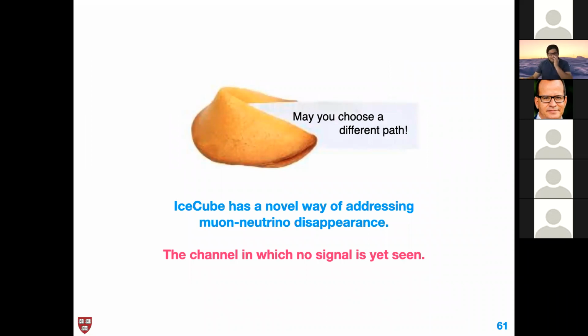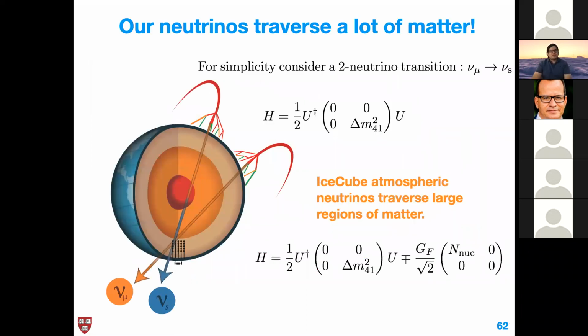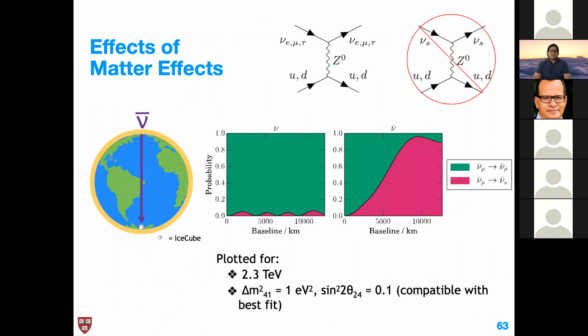What we do in our case is we look for mu neutrino disappearance. In IceCube, mu neutrinos are going to traverse a large amount of matter. And in that case, the Hamiltonian is not going to be the one I showed you earlier, but it's going to be this one in the bottom that has these matter effects. What that's going to do is that a lot of the neutrinos are going to convert from mu neutrinos to sterile neutrinos. You can see this in this plot here. This is a trajectory of one neutrino going vertically through the planet, and in the anti-neutrino case it's becoming essentially 100% sterile neutrino.